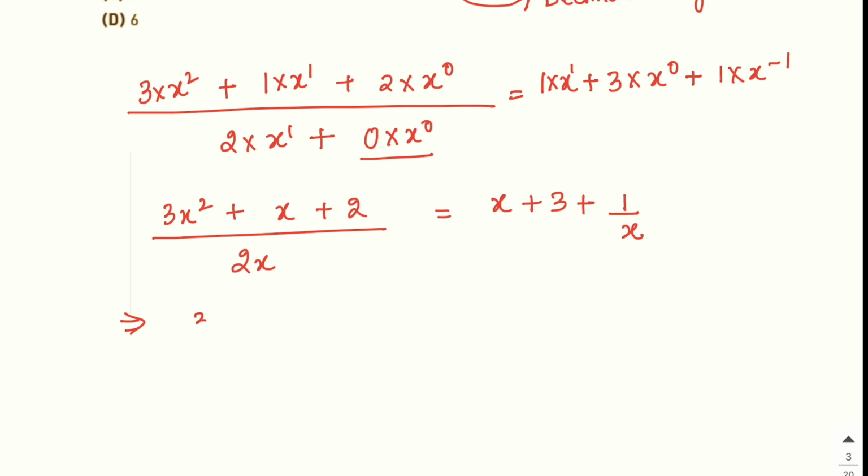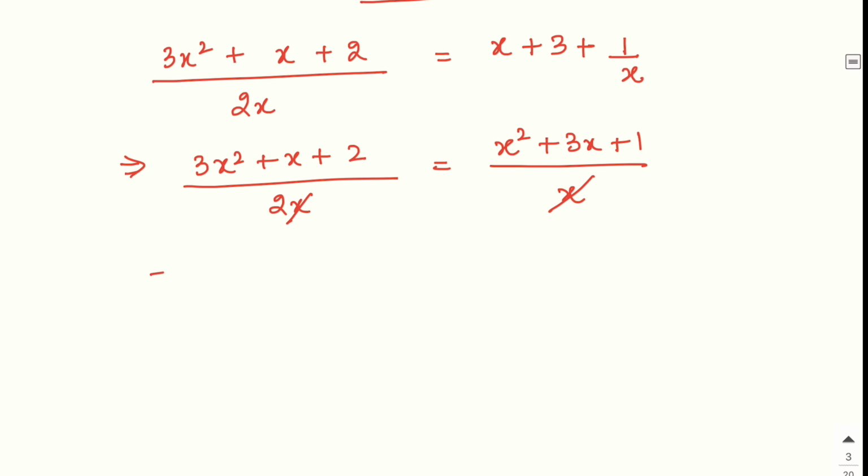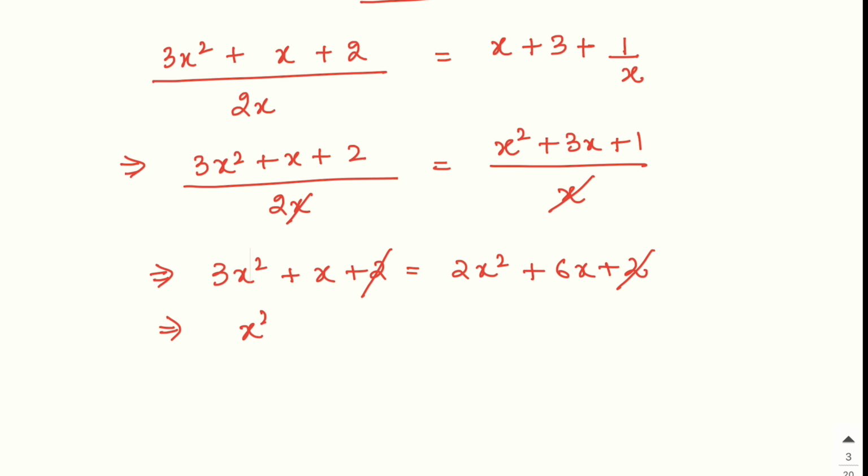So you can see that we'll have it in this way. 3x square plus x plus 2 divided by 2x is equal to, let's take the LCM, that is x. So we have x square plus 3x plus 1. x and x get cancelled. So we have next 3x square plus x plus 2 is 2x square plus 6x plus 2. Now 2 and 2 also get cancelled with each other. So I am left with x square minus 5x is equal to 0.